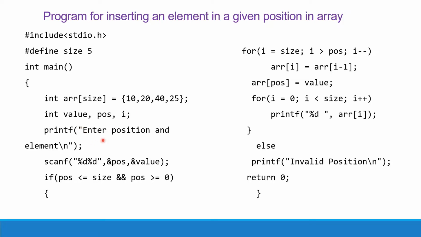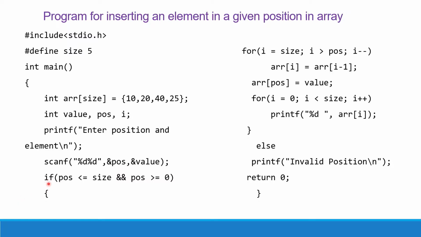I have to get two things. What is that? Position and element. So I'm getting it from the user using scanf statement. Position and the element, the value which I'm going to insert. Okay. After getting the input, the next thing, in the algorithm itself, I have told you that we have to check the condition, right? Whether our position is within that array size or not.